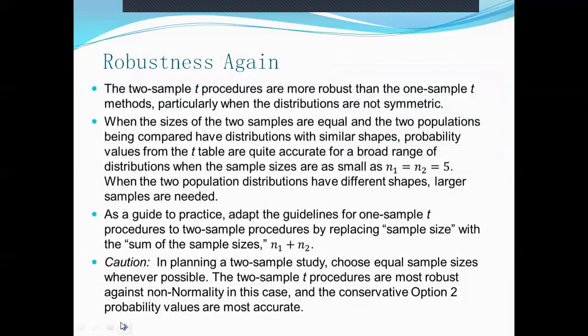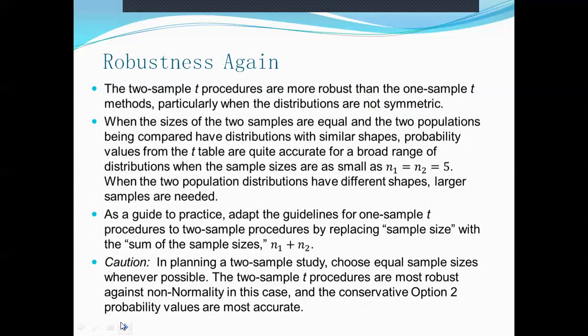The two-sample t procedures are more robust than the one-sample t methods, particularly when the distributions are not symmetric. When the sizes of the two samples are equal and the two populations being compared have distributions with similar shapes, probability values from the t-table are quite accurate for a broad range of distributions, even when the sample sizes are as small as n1 = n2 = 5. When the two population distributions have different shapes, larger samples are needed.